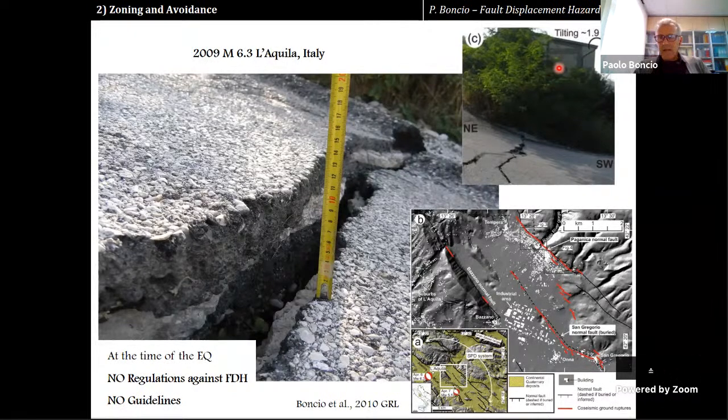Okay, but the reconstruction where? In the same place? This makes no sense from a geologic point of view. Where? How far from the original position? How far from the fault? Similar cases blocked several reconstructions because at the time of the earthquake, there were no regulations, there were no guidelines against fault displacement hazards.